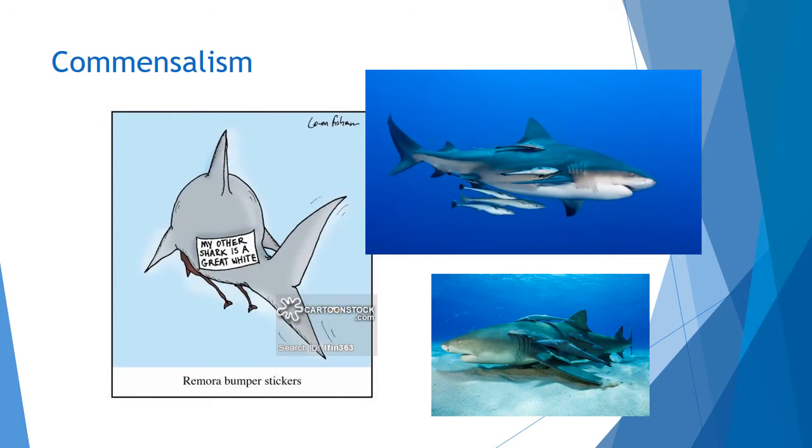Commensalism, I love this example. These small fish you see here are what we call remoras, and I love this little bumper sticker here. My other shark is a great white. And so hopefully you get a laugh out of that too. But basically what these remoras do is they swim here.